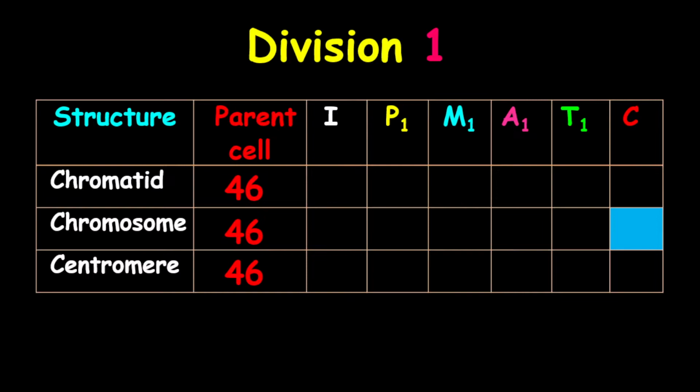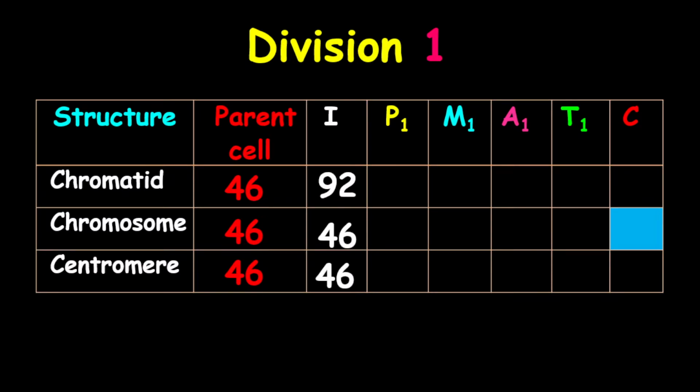What happens in the interphase is that there is DNA replication, which means that the number of chromatids doubles because the number of DNA doubles. So therefore we'll have 92 chromatids. Our chromosomes will still be 46, and our centromeres will also be 46.